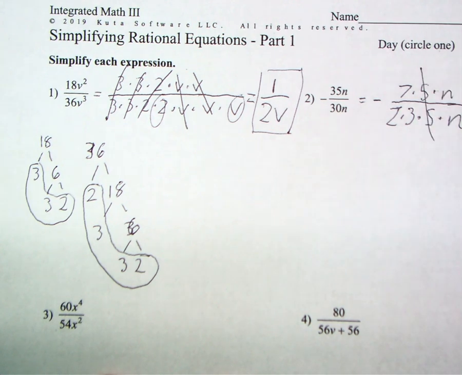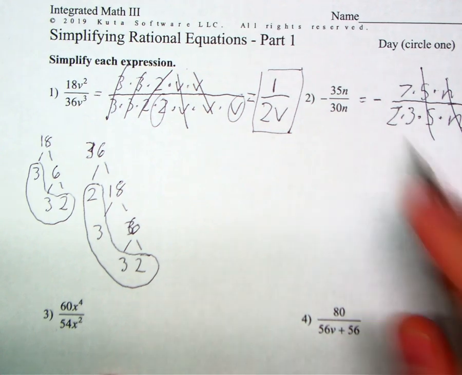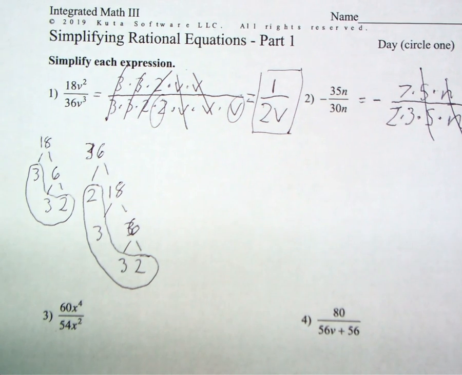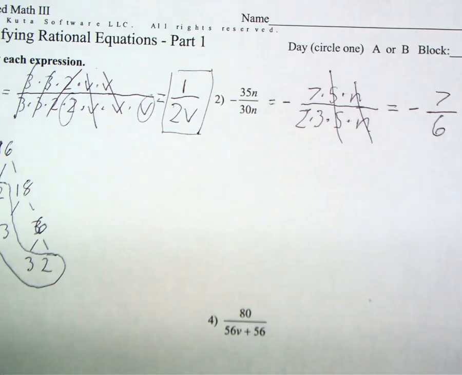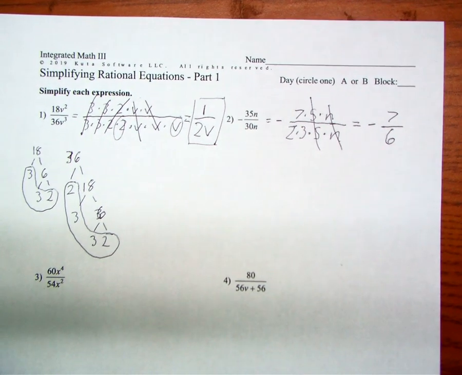Cancel out matching factors. Okay, so there's a matching 5 and a matching n. What do I have left? Negative 7 over, that's 2 times 3 is 6. Negative 7/6. I realize you can't see that. My apologies. Let me zoom out a little bit. That way we can see the whole page. Okay, there we go.